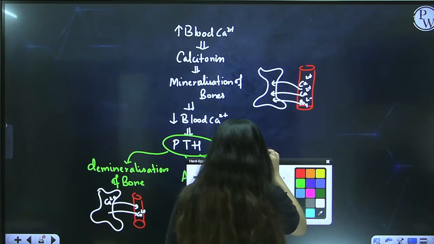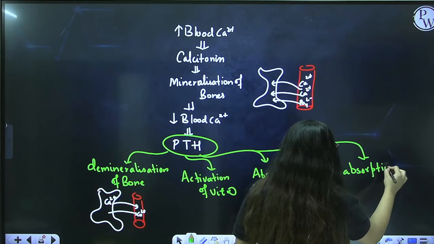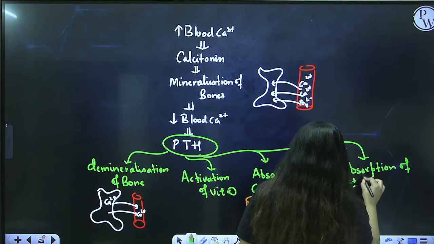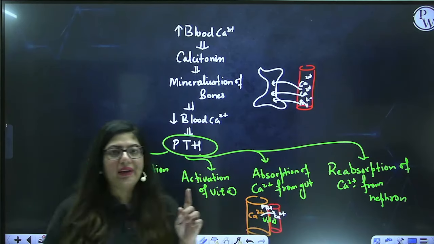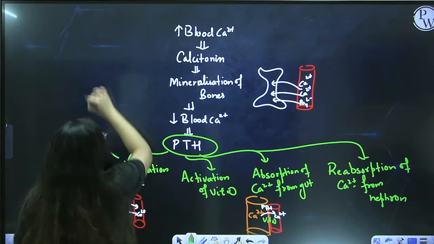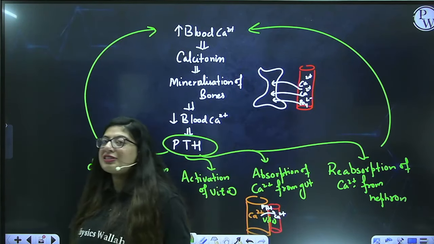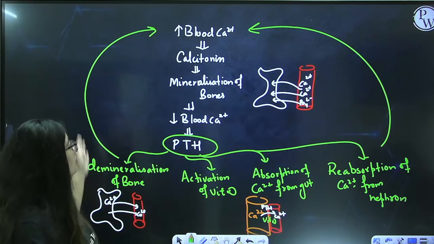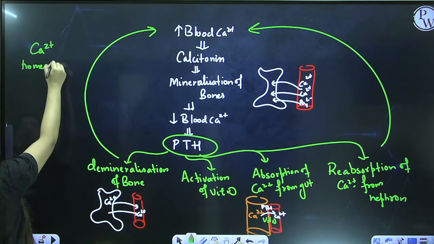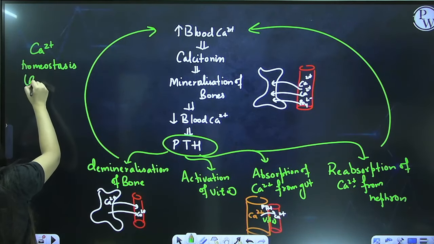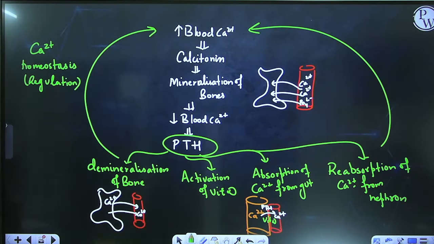Next thing, if in the filtrate you have calcium ions, you will take it back and put it into the blood. That is reabsorption of calcium ion from nephron. And all this will do one thing: it will increase the blood calcium level. All these things will increase the blood calcium level, and this is how PTH is hypercalcemic, and this is how the entire calcium is regulated. You call it calcium homeostasis. Homeostasis means regulation. All right guys, so this is how calcium is regulated.